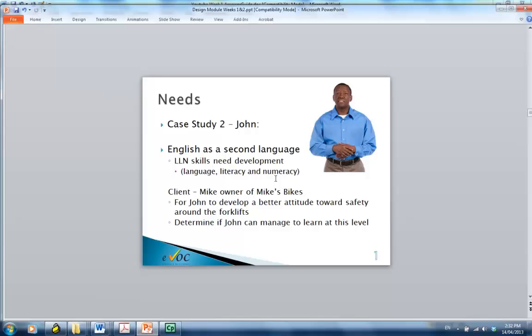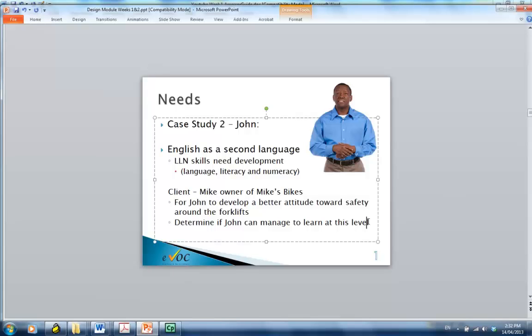Now, the other thing is, if John goes really well with some initial training, Mike will probably consider putting him through a full forklift license. So a license to operate a forklift truck is the course that we're going to be looking at for John. So at this point, I'll give you a little bit more information so you can start writing it down as if I'm the client, and we're having an interview here and you're finding out my needs from Mike's Bikes for this candidate. So just take down some little handwritten notes there.